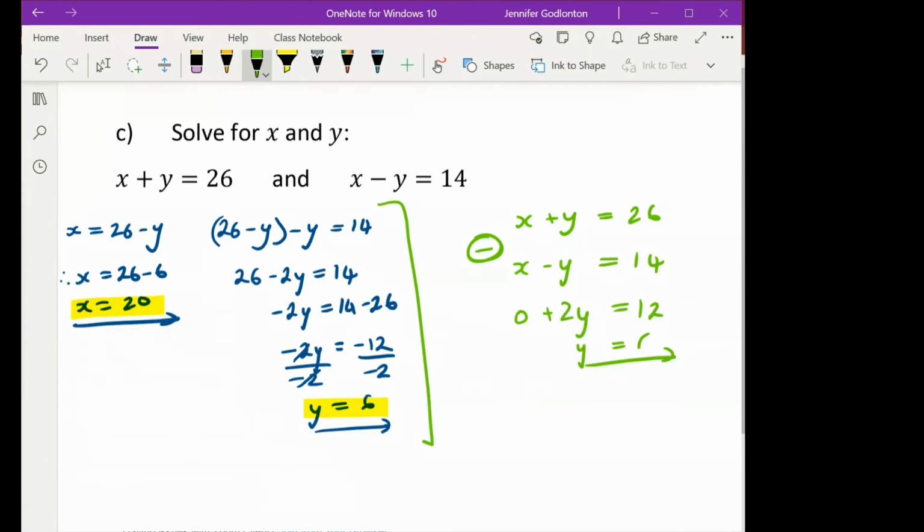And then I'm going to substitute that into one of my equations. So I'm going to say x plus 6 is equal to 26, which means x is 26 minus 6, which means x is 20. And those are my two answers. Great. How did this go? Did this go well? I'm so glad you understand it a bit better. That's awesome.